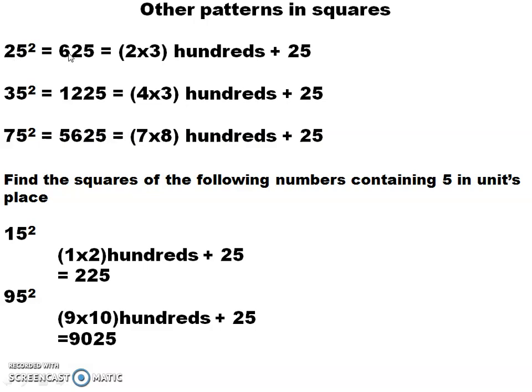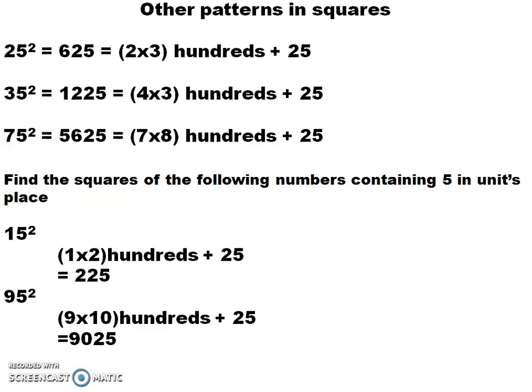Then what is the relation between the first digits here? 2 and 6. What is the relation between 2 and 6? 2 into 3 is equal to 6. That is 2 into the next number. Now let's see 3 and 12. What is the relation between 3 and 12? 3 into 4. That is 3 into the next number. Which is the next number? 4. So it is easy for you to find the square of a number which ends with 5.